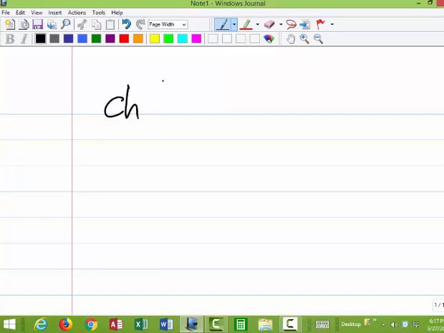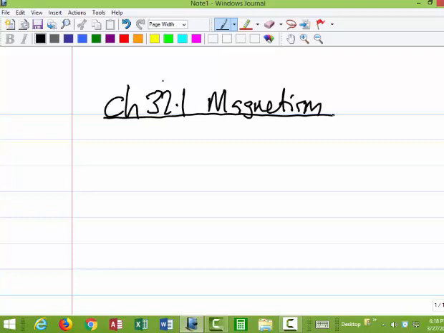All right, let's continue with chapter 32, magnetism. Just as a brief introduction, magnetism has some elements that are like what we saw in electric charge, point charges. Magnetism has some of those similarities, but these are totally different things. They are not exactly the same.